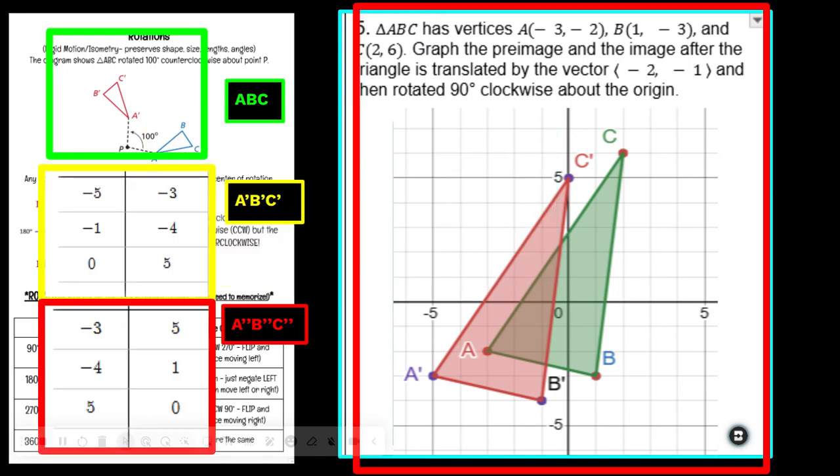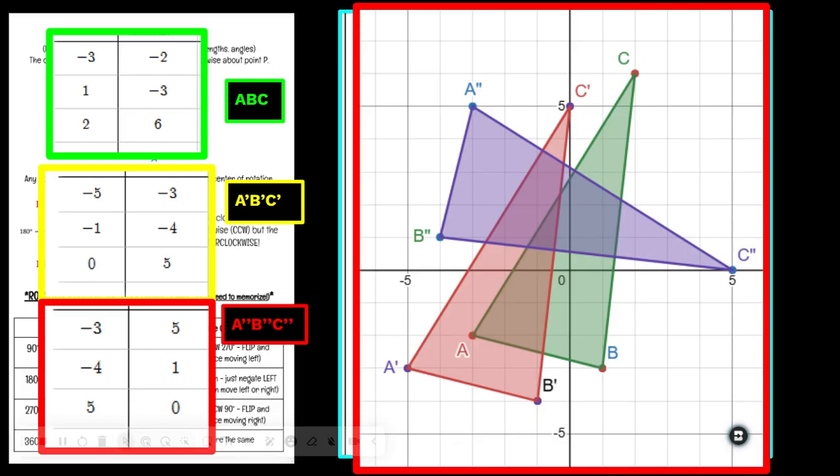So just to review real quick, we started with our pre-image triangle ABC, and A was located at -3, -2. B was located at 1, 3. C was located at 2, 6. We then have our A prime, B prime, C prime by translating. Again, we traveled left 2, down 1, or we subtracted 2 from our x and subtracted 1 from our y, and that's how we got our -5, -3, -1, -4, and 0, 5.